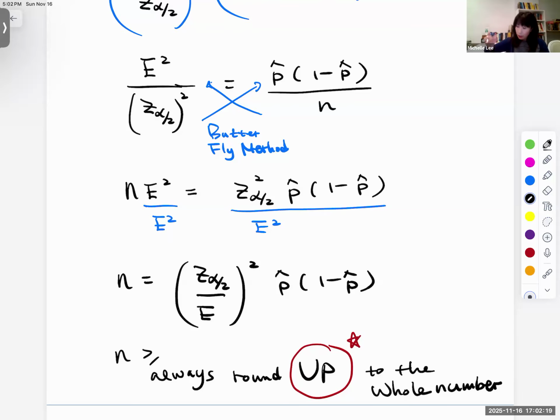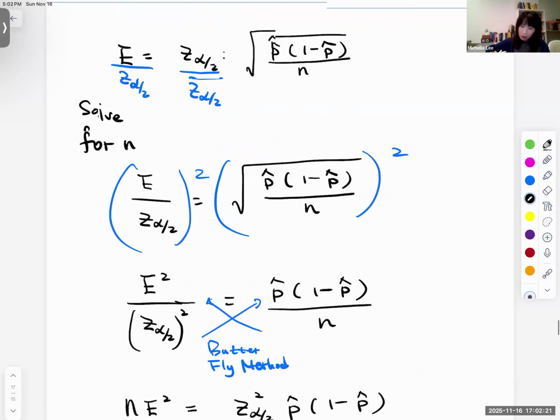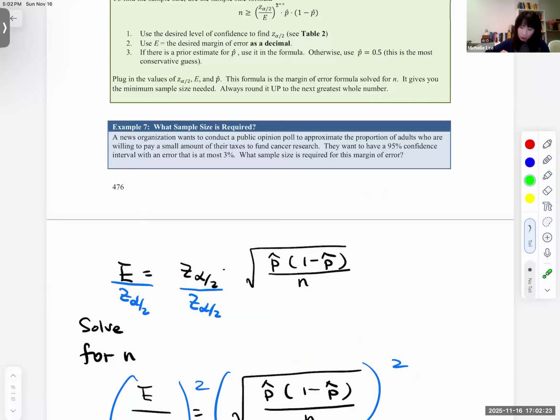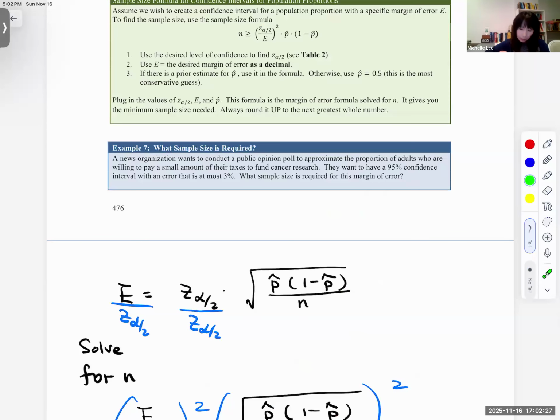Okay, then let's do this example. So we want to find the sample size for this information: 95% confidence level, and with an error, that means margin of error, of at most 3%, right? So that is the margin of error.